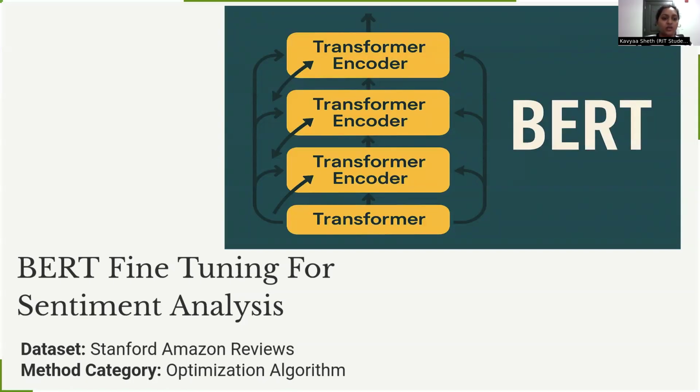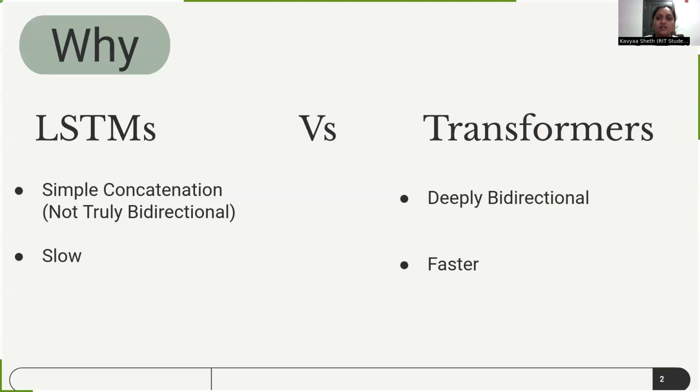Hello, everybody. We are Group 9, and we are doing a project on BERT fine-tuning for sentiment analysis. Our dataset is Stanford Amazon reviews, and the method category is optimization algorithm. First, I will be explaining how BERT came into being.